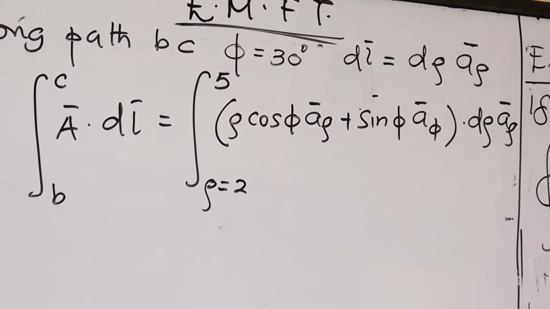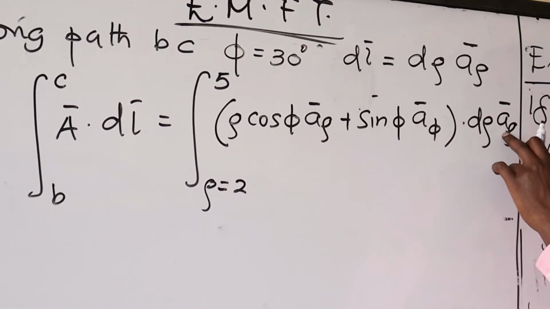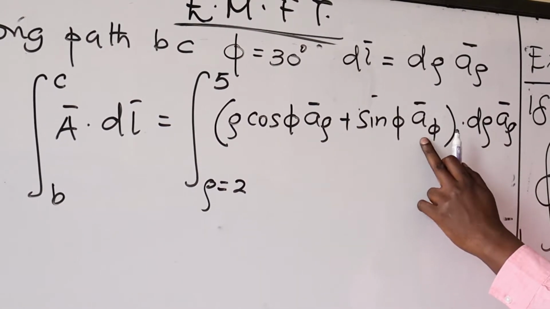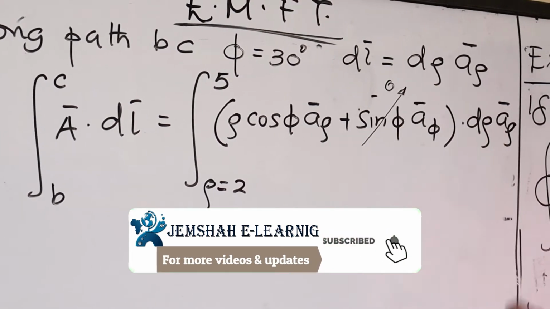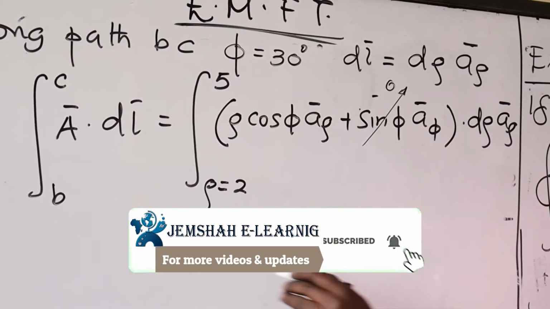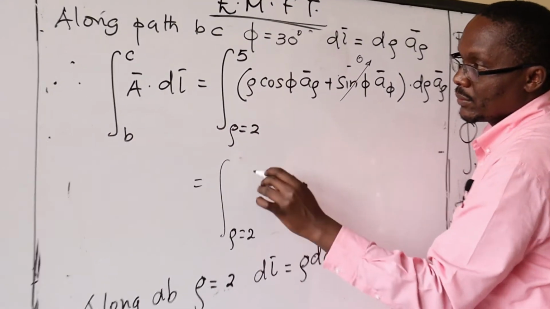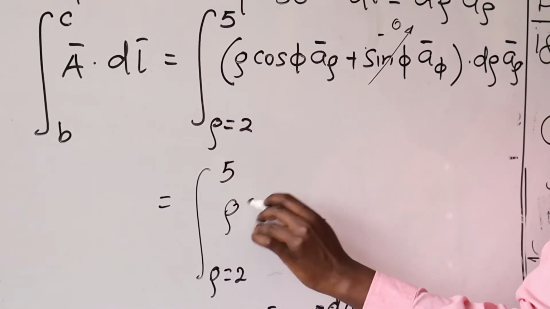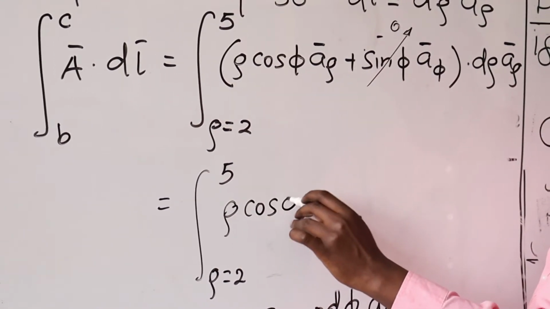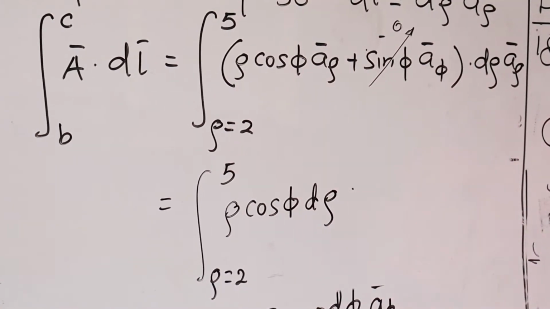So again we apply our dot product rule. If we dot A rho to A rho it is 1, but A rho to A phi will be 0. So this term will disappear finally. That goes as 0, and we are only left with this and that. And so this translates into rho from 2 to 5, then I have my rho, the cosine of phi, d rho. Cosine of phi d rho.